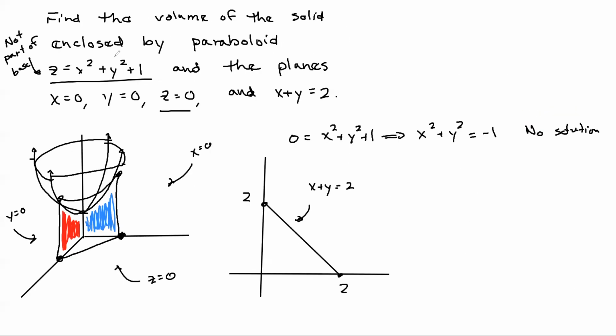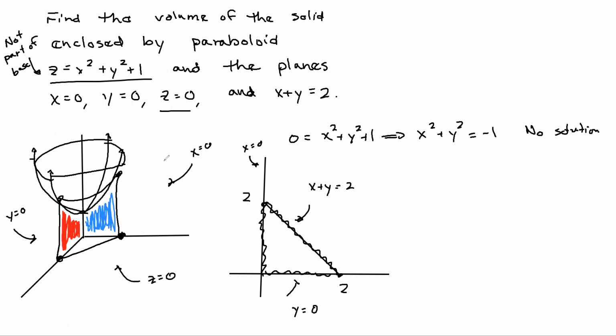Once you've determined that the top is not part of the base, you can just focus on these equations here. What do they say? X equals 0, that's the y-axis. Y equals 0, that's the x-axis. And then finally x plus y equals 2, that's this line. And so you end up getting here, here, and here. So that's how you could do it without sketching the solid.